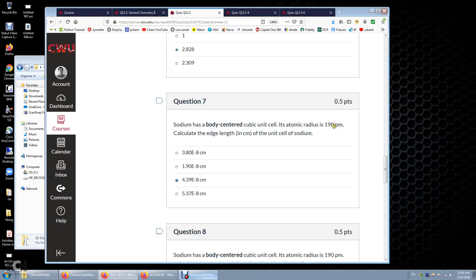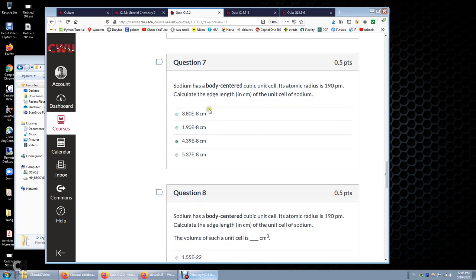Oh, by the way, 1 picometer is 10 to the power of negative 12 meters. And also, it's equivalent to 10 to the power of negative 10 centimeters. So 190 picometers is 1.9 times 10 to the power of negative 8 centimeters. I changed the units from picometer to centimeter, so pay attention. Picometer is 10 to the power of negative 12 meters. Centimeter is 10 to the power of negative 2 meters.